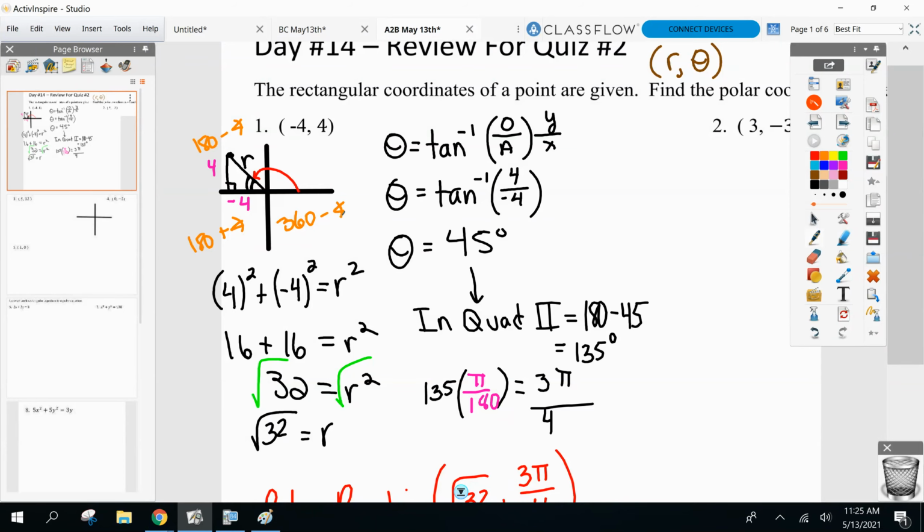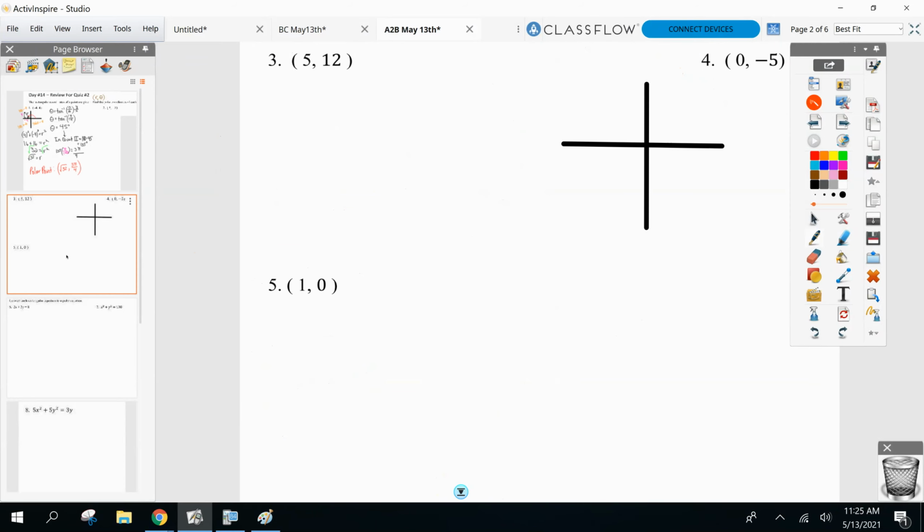All right, can you go to number 4, please? Sometimes you don't have to do all that work. It's not needed. What happens if your point's on the axes? You should not have to do all that work. All right, go ahead, draw yourself a quick sketch. Let me see where 0, -5 is for you. Where's 0, -5?